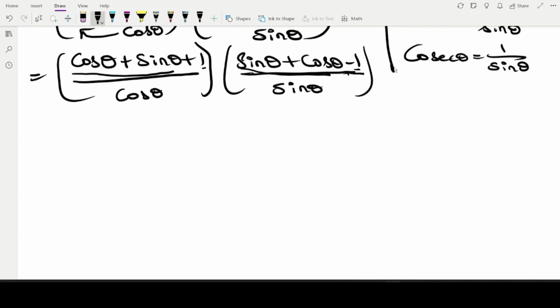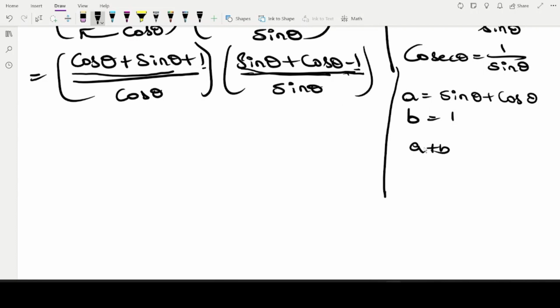So let us assume a equals sin theta plus cos theta, or cos theta plus sin theta, both are the same. So let us assume sin theta plus cos theta as a, and the other value 1 as b. So b equals 1. So the whole equation appears like a plus b into a minus b, where sin theta plus cos theta is a and the one value is b. So we know that a plus b into a minus b is a square minus b square.